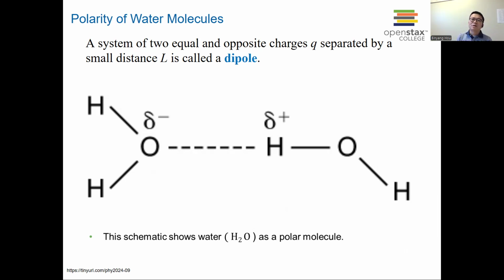So if you have a system of two equal and opposite amounts of charge separated by a small distance, that system is called a dipole. So a water molecule has a dipole, and if you have another water molecule nearby, this negative and this positive will attract each other, forming the hydrogen bonding in that sense.